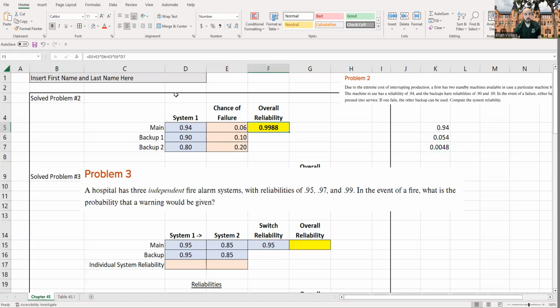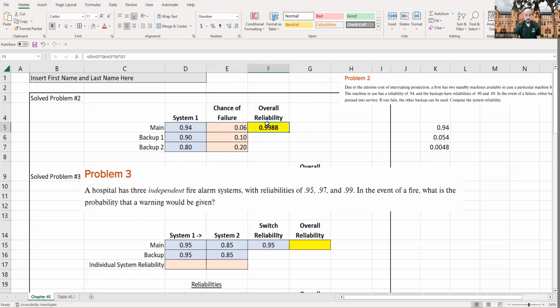So I said you could do all of this calculation within one cell and not even have this chance of failure, which is how I've got the problem set up. If you want to edit your problem set to resemble this, you're welcome to, as long as you have the overall reliability highlighted in yellow here at the end, and you have all these set up where I can clearly see what's going on with the calculations. You're welcome to edit your templates.